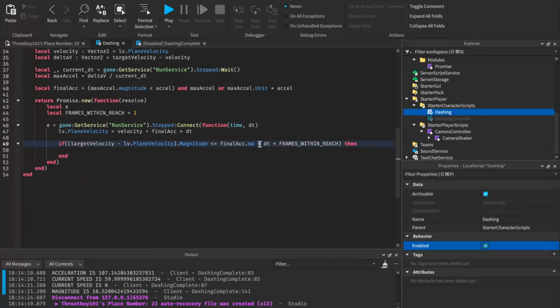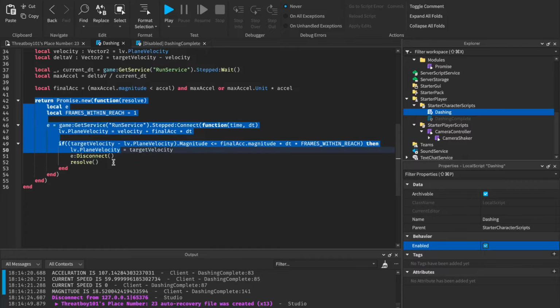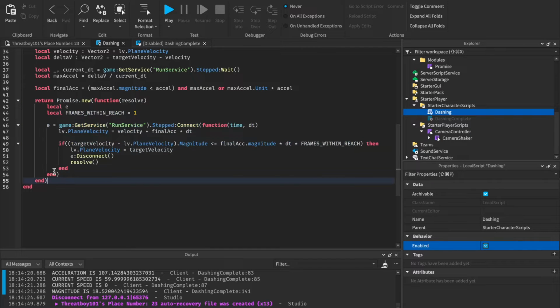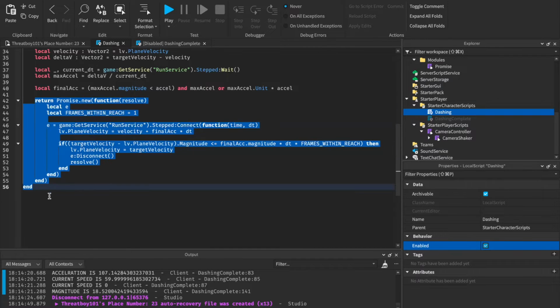All right. And so if we are within reach, then we might as well set plane velocity to target velocity. Disconnect this Stepped event. We're going to resolve our promise so that any threads that are waiting for this promise to complete will be notified and carry on.